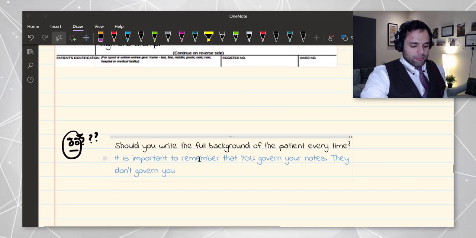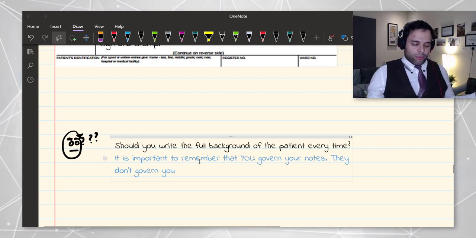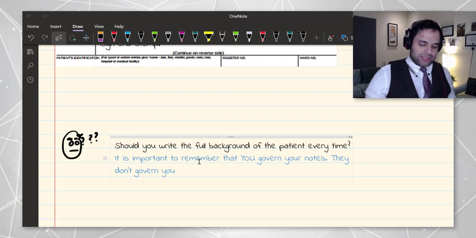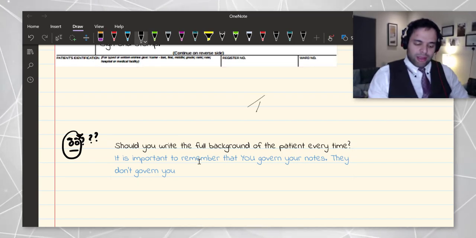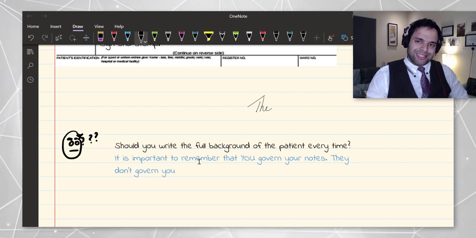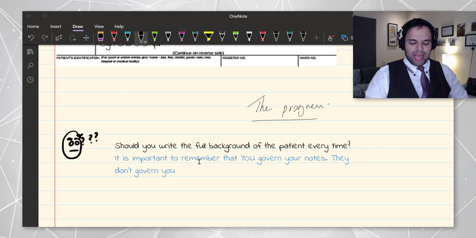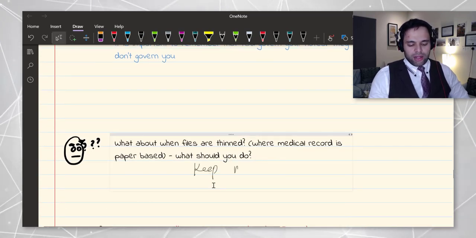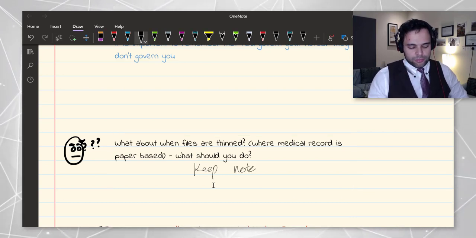And so should you write a full background of the patient every time? Well, it is important to remember that you govern your notes. They don't govern you, right? This is an important question. I can write the simple progress note if I am sure that the note that has the details is actually accessible. And I can write an order to actually keep a certain note in file, because some files need to be thinned out as they grow and they are physical files.